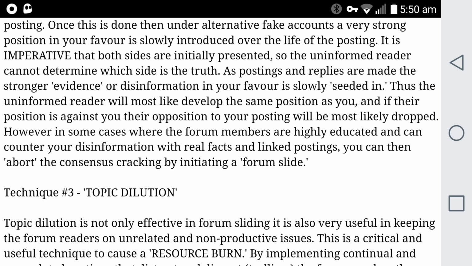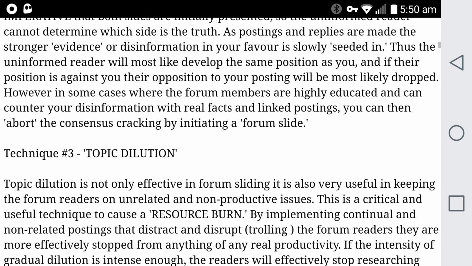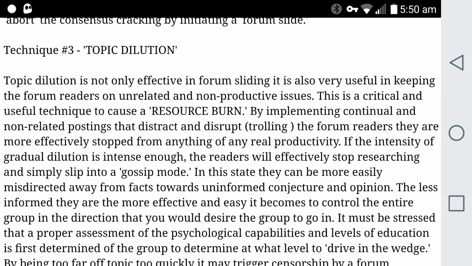However, in some cases where the forum members are highly educated and can counter your disinformation with real facts and linked postings, you can then abort the consensus cracking by initiating a forum slide. Technique number 3, topic dilution. Topic dilution is not only effective in forum sliding, it is also very useful in keeping the forum readers on unrelated and non-productive issues. This is a critical and useful technique to cause a resource burn by implementing continual and non-related postings that distract and disrupt.